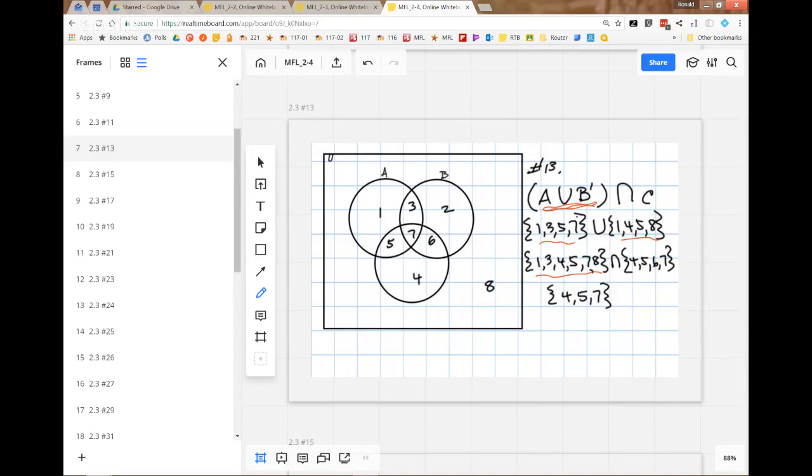And now I can finally intersect with C. I never did mark set C over here. C is 4, 5, 6, 7. So what's in common between those? 4, 5, 7. Okay, 4, 5, 7.